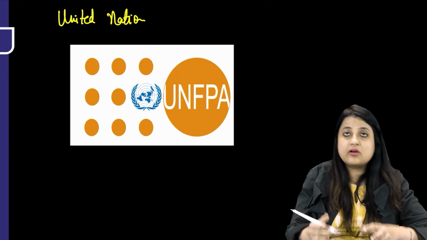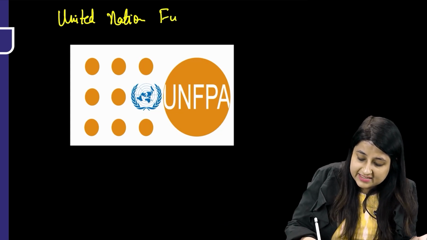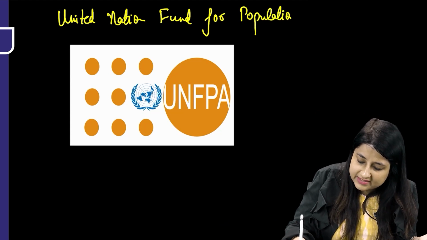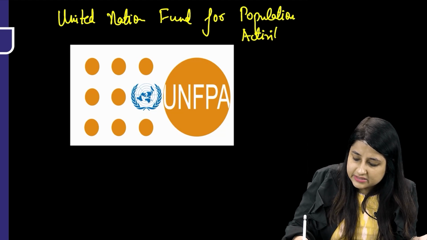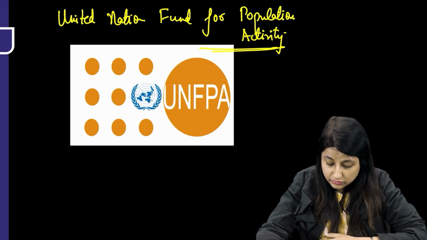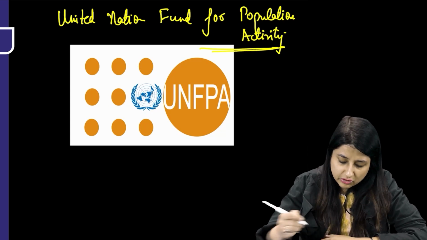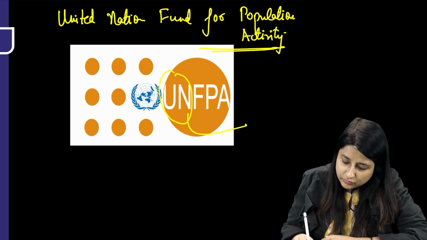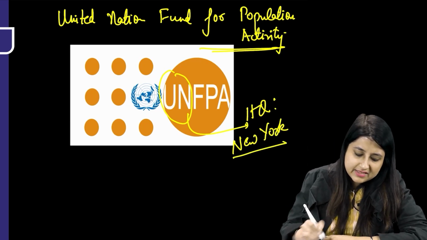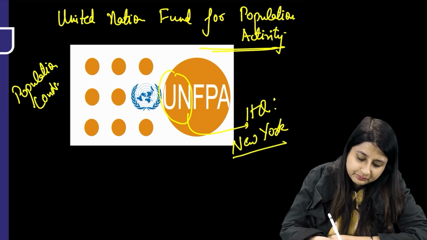See, these are all agencies of the United Nations only. This is the United Nations Fund for Population Activity. As the word suggests, it is dealing with population control. It's manufacturing new contraceptives, population control, health education, all that. Since it starts with UN, where is the headquarter? The headquarter is in New York, and its main work is to control the population.